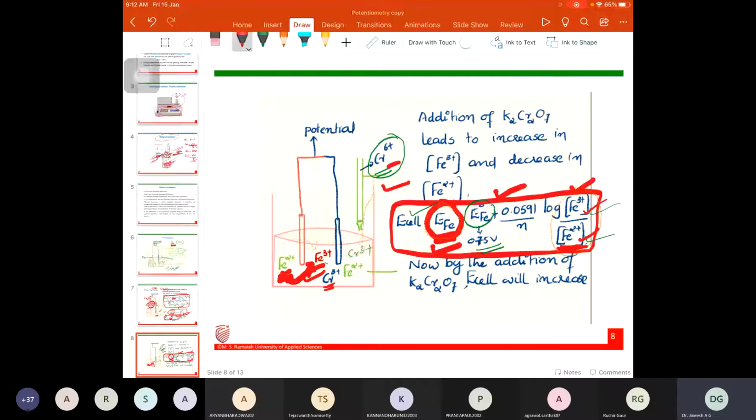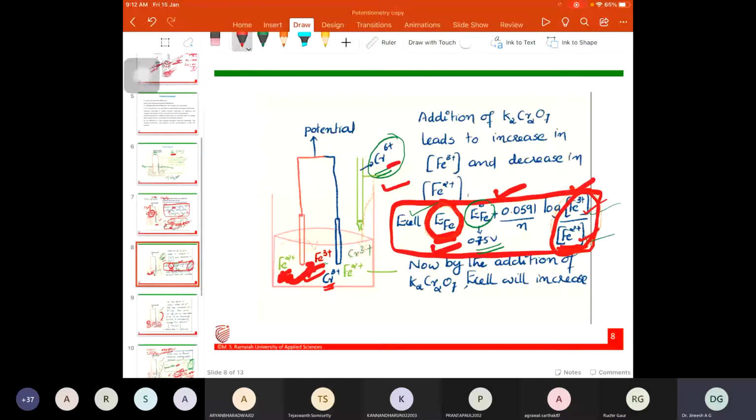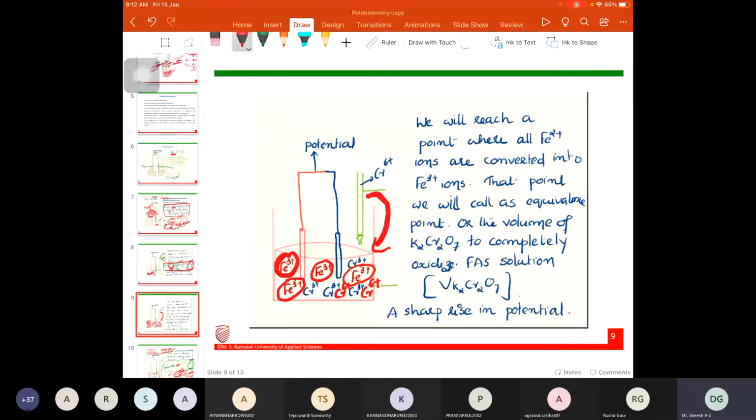This is the reason why the potential is increasing till the endpoint. At a particular point, which is the endpoint, the entire Fe2+ ions are converted into Fe3+ ions. But we are not stopping the addition of potassium dichromate. We keep on adding potassium dichromate, but whatever potassium dichromate we add after the equivalence point is not going to react. And the Cr6+ ion present in the potassium dichromate solution will now be added into the solution.